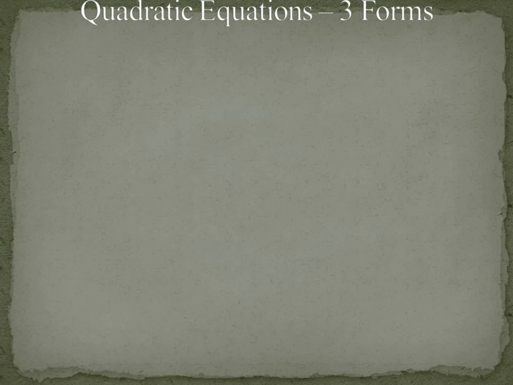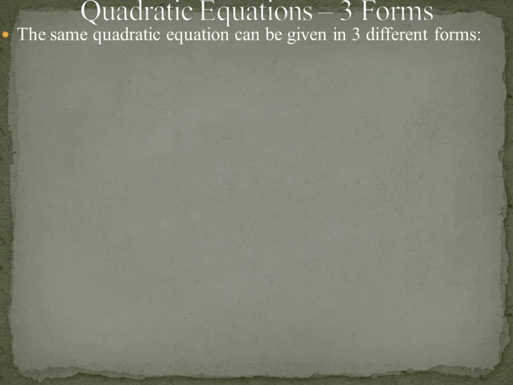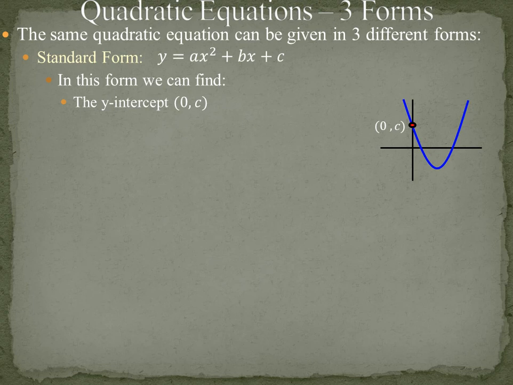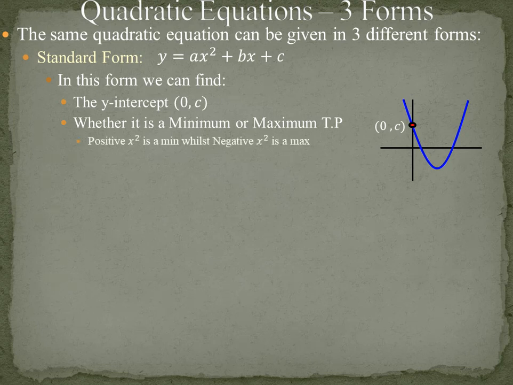Now, quadratic equations at National 5, we learned 3 different forms. I've already given you the first, the standard form. In this form, it's useful for finding the y-intercept. It will just be the value that the plus c is. So it'll have a y-intercept of (0, c). It'll tell you whether it's a min or a max turning point by the positive or negative x squared term.